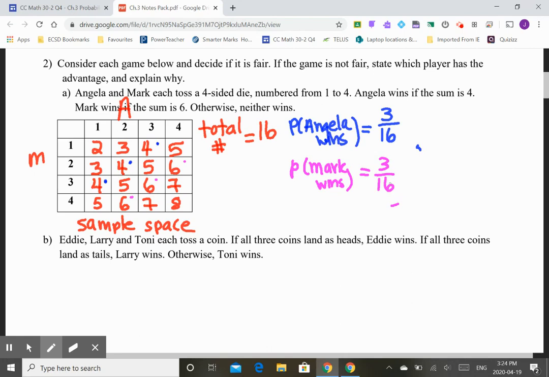So let's compare those two probabilities. Are they the same? Are they different? And we can see pretty clearly that they are the same. So because the probabilities are the same, we can quite clearly say that this is a fair game. The probability of winning for each player is the same.